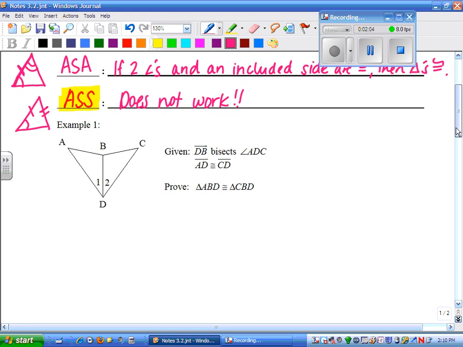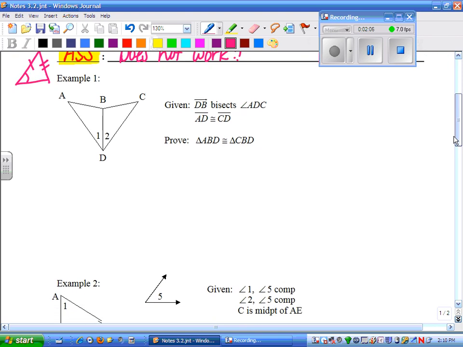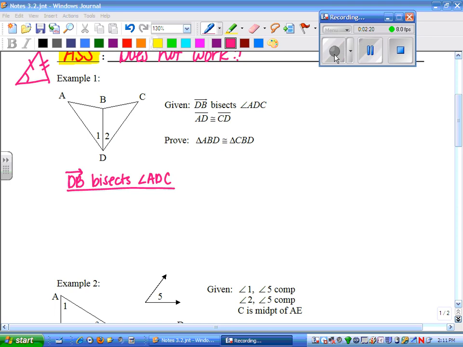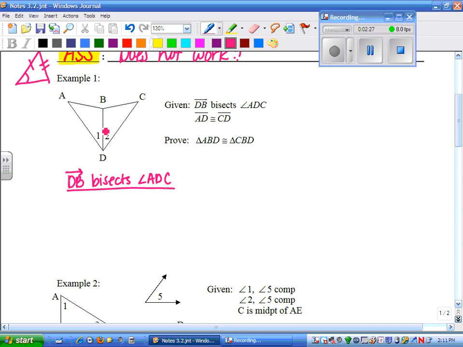Okay. Moving on, here's the first proof. To start this proof, I'm going to go ahead and write down the given. DB bisects angle ADC. So if DB bisects angle ADC, I know that angle 1 will be congruent to angle 2, because this is an angle bisector. Angle bisectors make angles congruent. So this is going to be my first A.